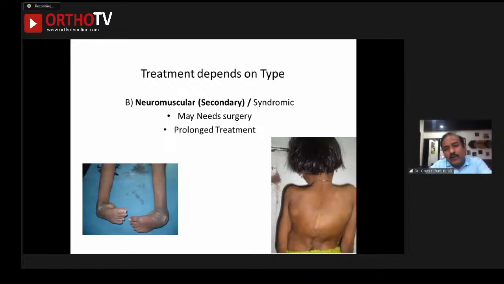Then obviously the neuromuscular or secondary clubfoot has issues, and it may need surgery and a prolonged treatment, but obviously the functional outcome can be comparable. It can be nice if we treat them in time and if the parents are keen. We have to make them aware that they have to be ready with the treatment, and it is a treatable condition. It's not something that we can't treat.